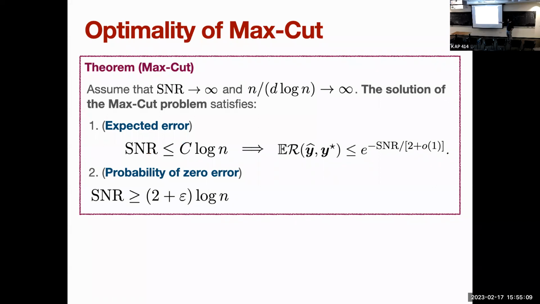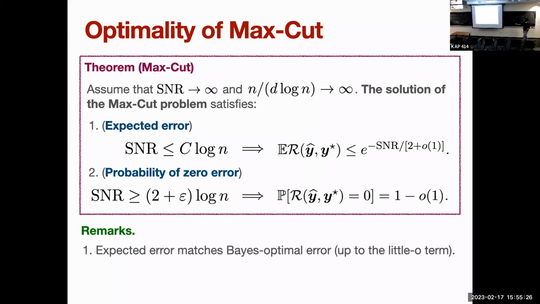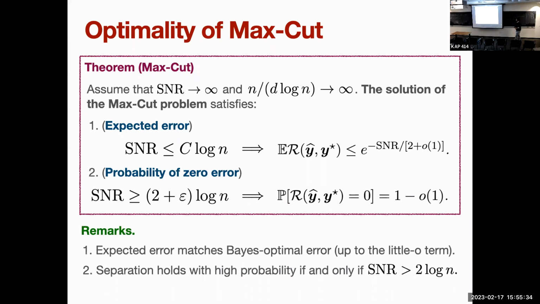Now, if my SNR is actually slightly bigger than logarithmic, then not only the expectation is small, but also the probability of this error being zero is really, really high, goes to 1. So there are a couple of remarks to make here. The first one is that this error here is actually the Bayes optimal misclassification error up to this little o term. The second one, just wondering, SNR over 2, is it because SNR kind of counts the mean once, but you have two means of separation? Okay. It's because of this point here.